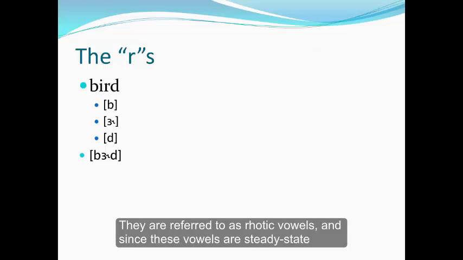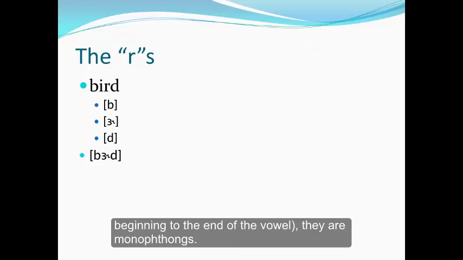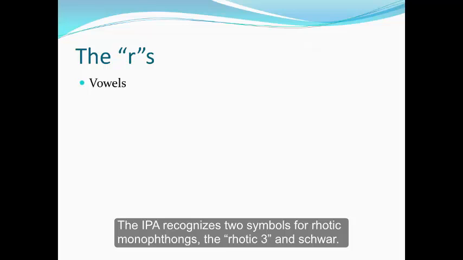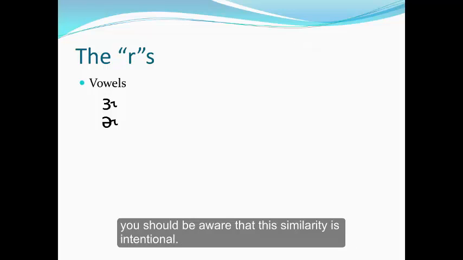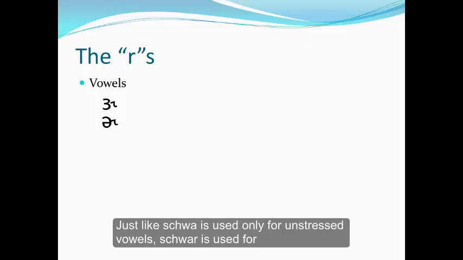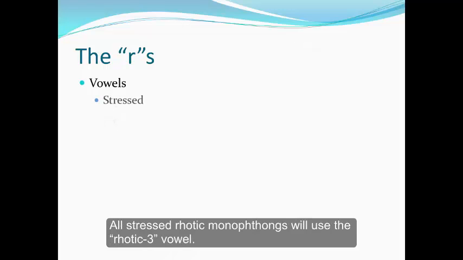They're referred to as rhotic vowels, and since these vowels are steady state, that is, you don't change the characteristics of your pronunciation from the beginning to the end of the vowel, they're monophthongs. Now, the IPA recognizes two symbols for rhotic monophthongs, the rhotic 3 and R-schwa. Now, you'll recognize that R-schwa looks a lot like the reduced vowel schwa, and you should be aware that this similarity is intentional. Just like schwa is used only for unstressed vowels, R-schwa is used for rhotic monophthongs only when they're unstressed. All stressed rhotic monophthongs will use the rhotic 3 vowel.